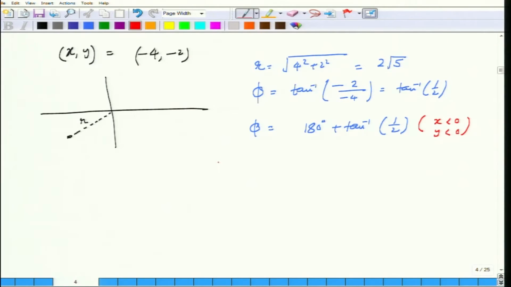How about the unit vectors? R unit vector now is going to be in this direction, and phi unit vector in this direction.